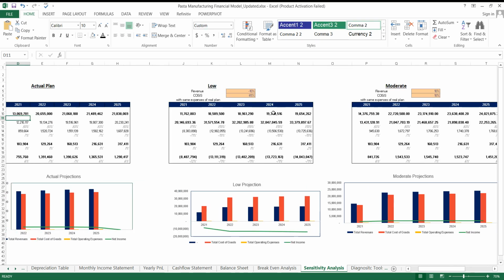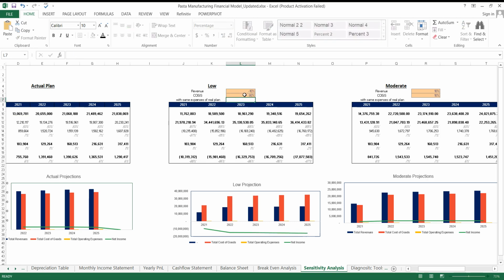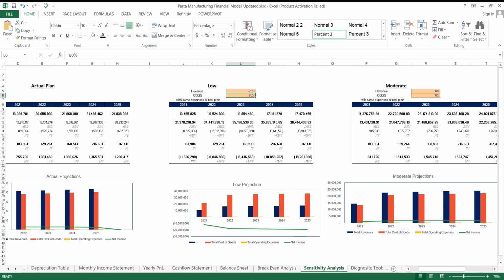The figures in these scenarios can change depending on the risk and return factor of your company. For instance, if you change the cost of goods sold to 80%, and the revenue to minus 20%, all of these figures would change as well.